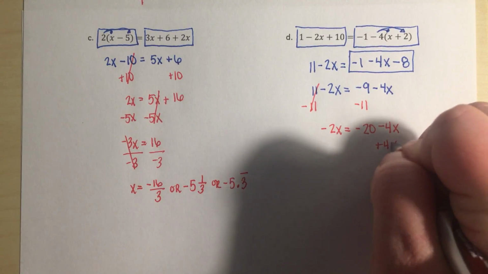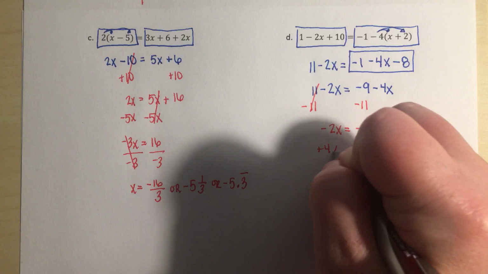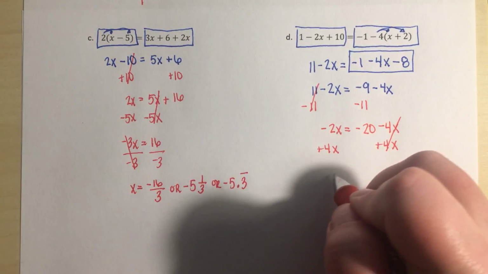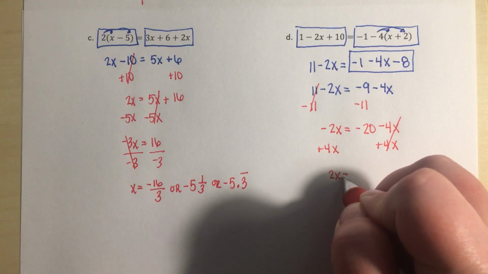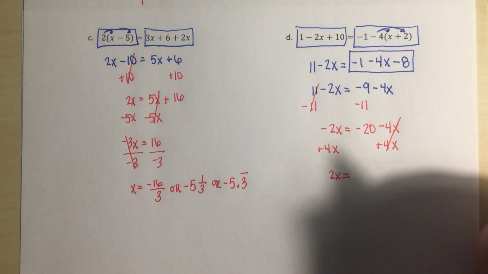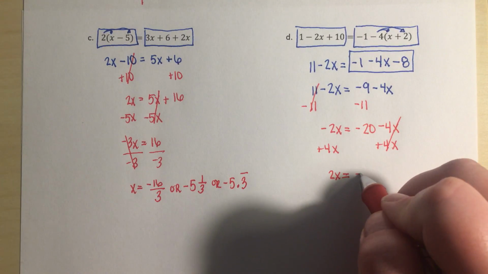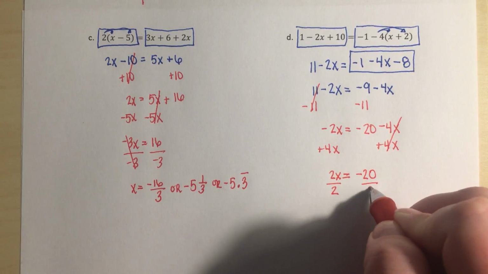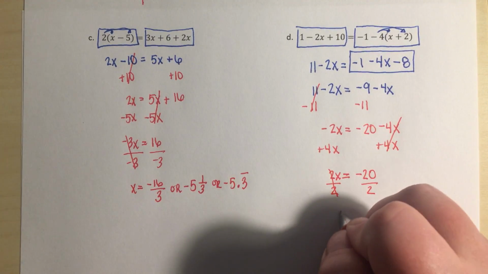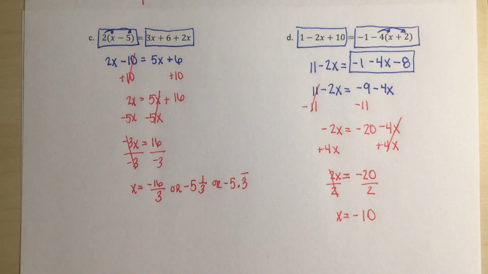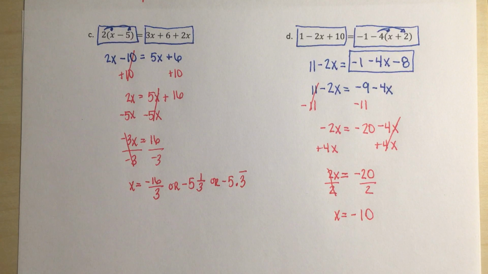We're going to add 4x to both sides, because now we're getting rid of the variable that's on the right. Negative 2x plus 4x is 2x. Different signs, so we subtract. Our larger number is positive, so our result is positive. And we carry down our negative 20. Divide both sides by 2 to get rid of our coefficient. x equals negative 10.